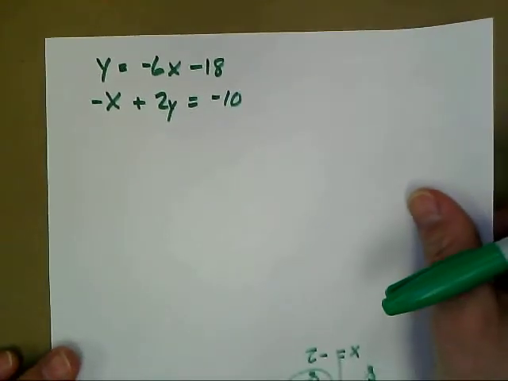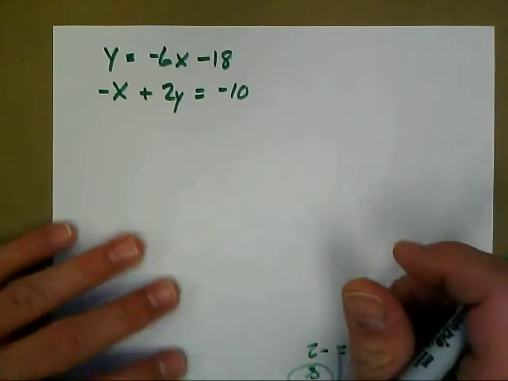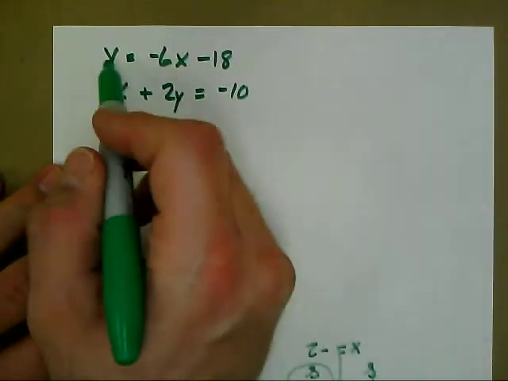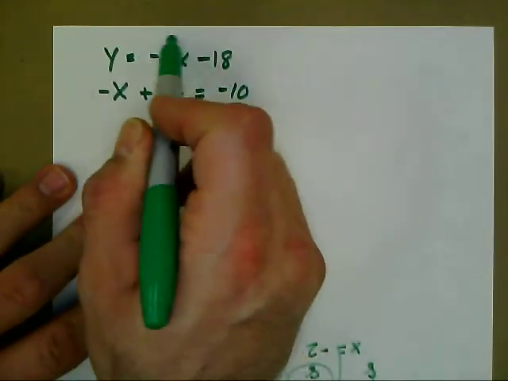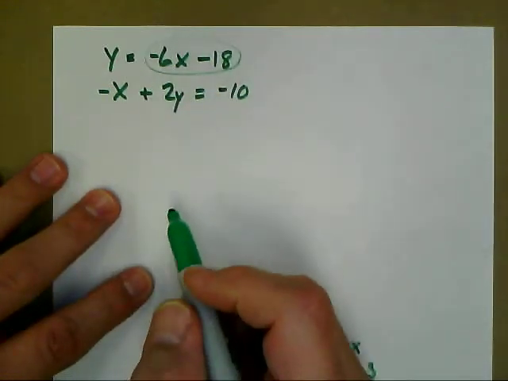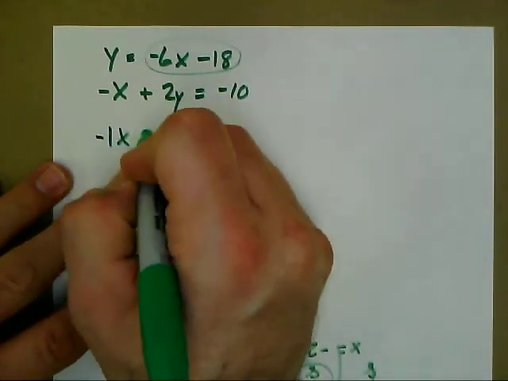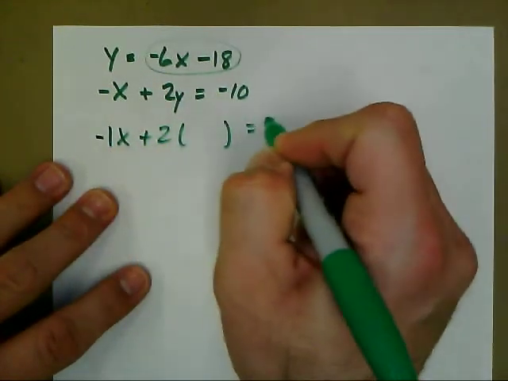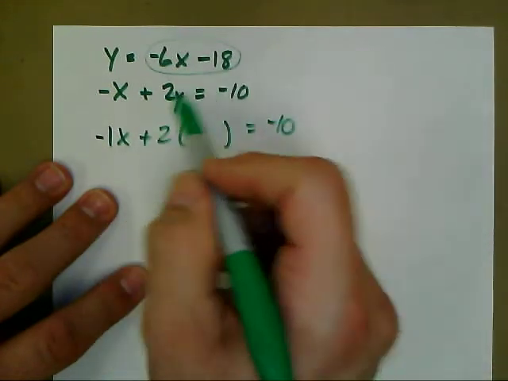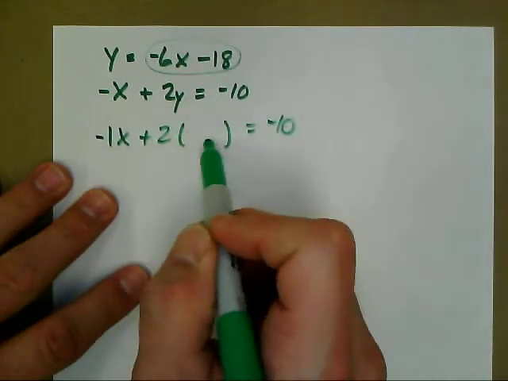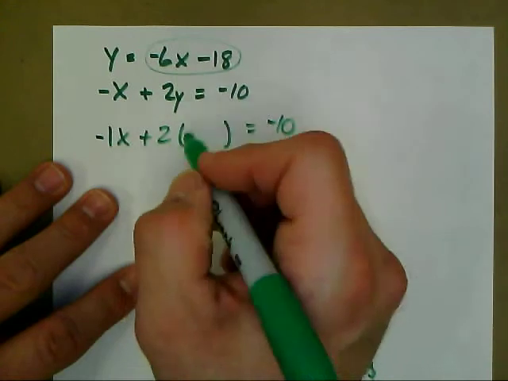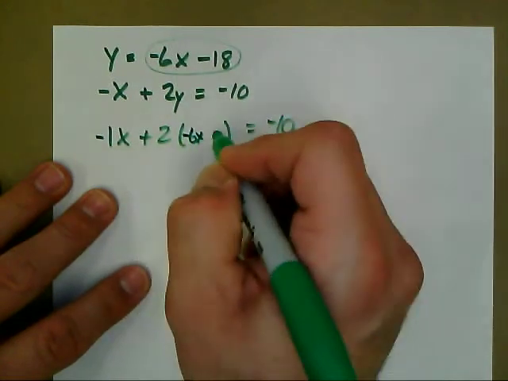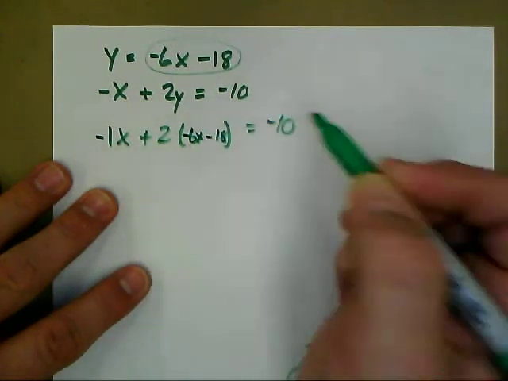And into our last problem. This one's similar to the other ones that we had. So this one's solved for y, so we know that all of that right there is equal to y. So -1x plus 2 equals -10. All I did was rewrite this one with the y as a parenthesis. And what y is, is -6x minus 18.